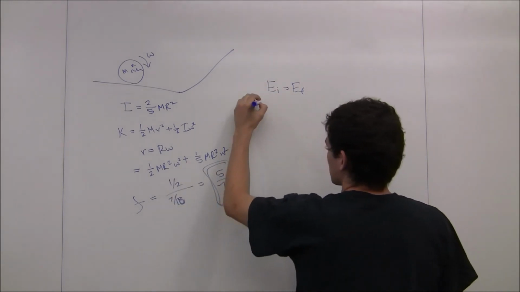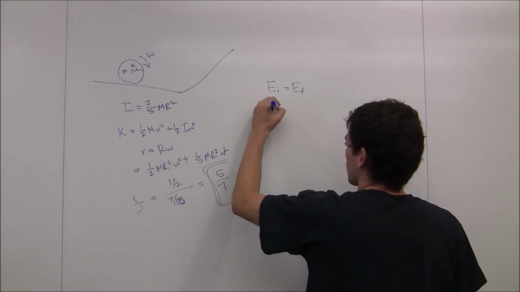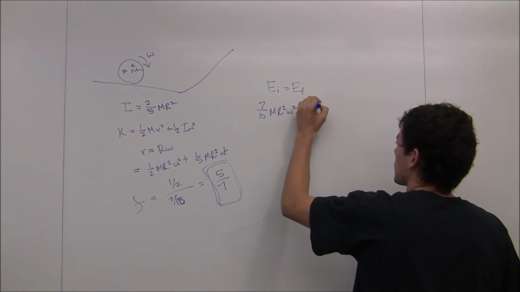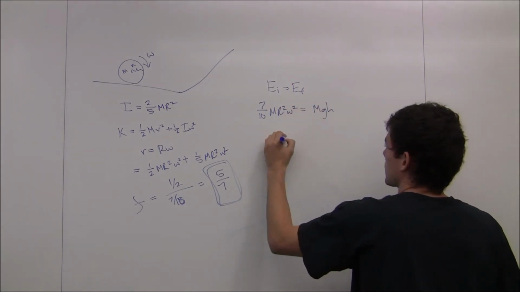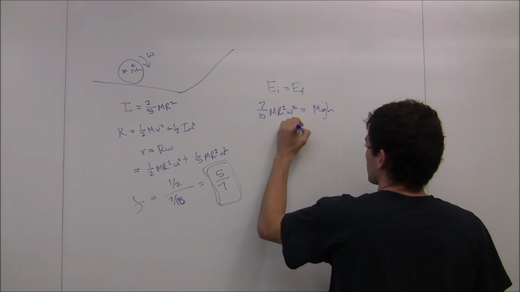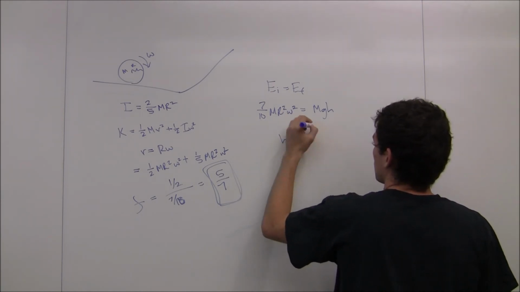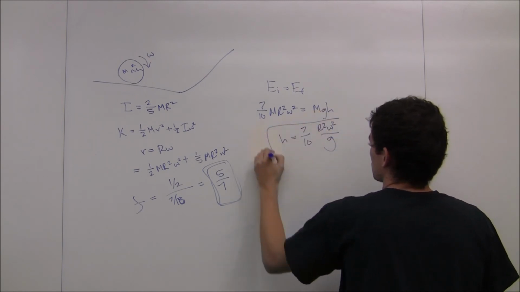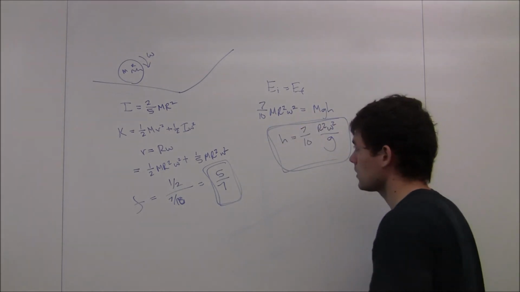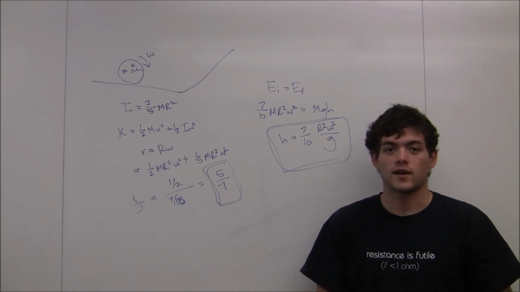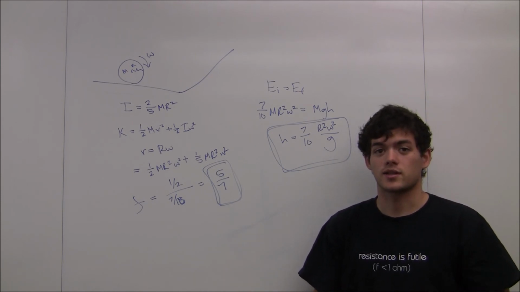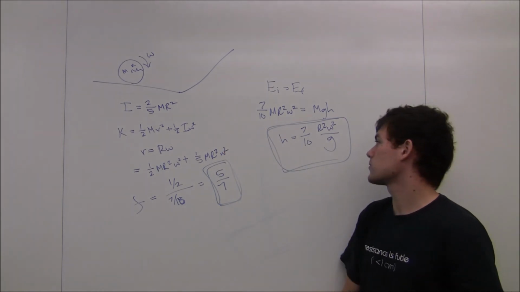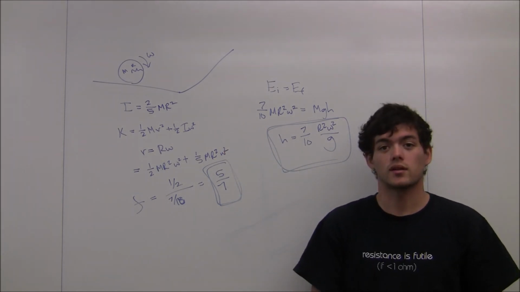EI is just going to be 7/10 mr squared omega squared. E final is going to be mgh. So then h is just going to be 7/10 r squared omega squared over g. So the fraction of the initial kinetic energy that's translational is going to be 5/7, and the final height that the ball will achieve will be 7/10 r squared omega squared divided by g.